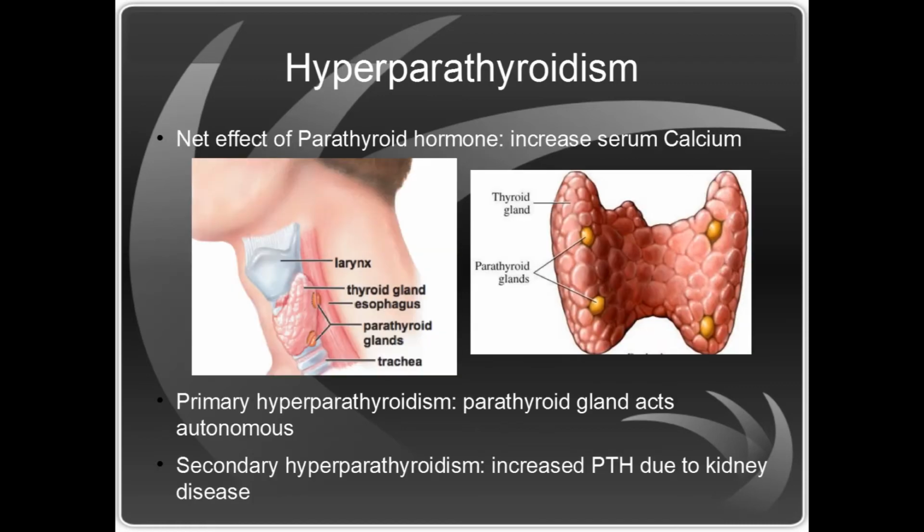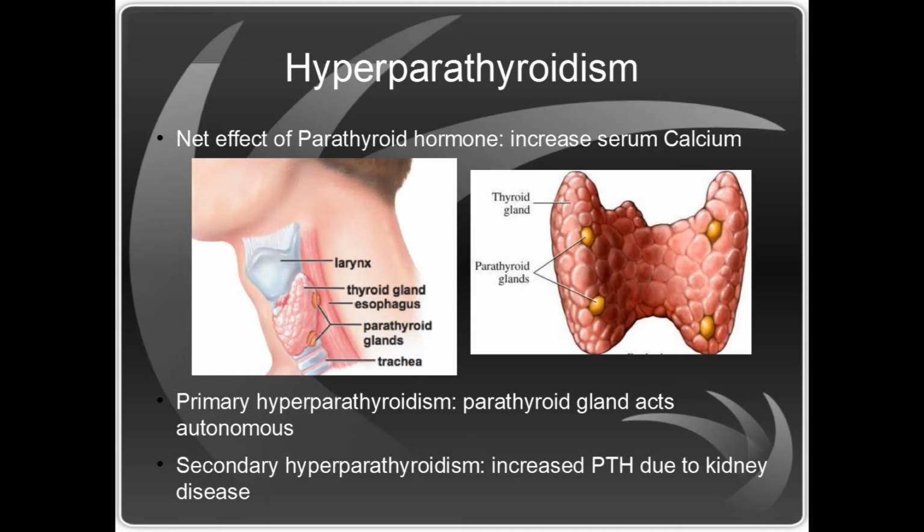The next entity we are going to discuss is hyperparathyroidism. Before dealing with the disease itself, I would like to introduce this parathyroid hormone to you. So this is secreted from 4 glands that are located at the posterior edge of this thyroid gland. And the function of this parathyroid hormone is to basically increase serum levels of calcium.